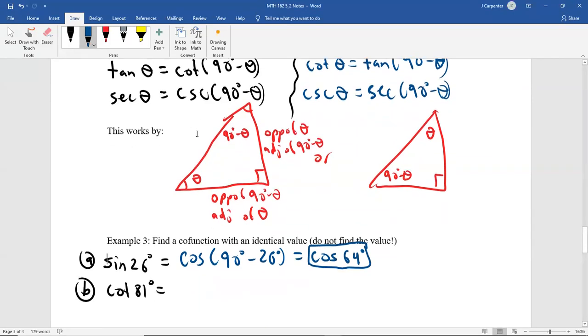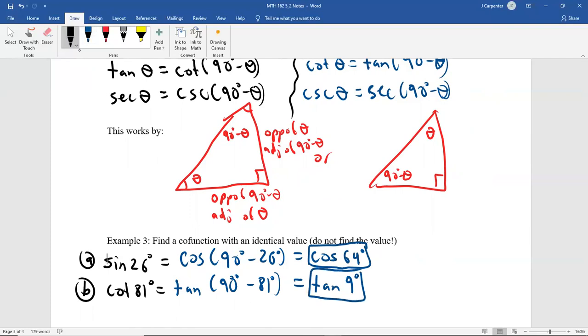Then the cotangent of 81 degrees. Its cofunction is tangent. So the cotangent of this angle would be the tangent of this angle. So let's switch that to tangent, but we have to do 90 degrees minus 81 degrees, which is 9 degrees. So the cotangent of 81 degrees is the tangent of 9 degrees. And we will actually show these in a calculator that they are the same after the example.